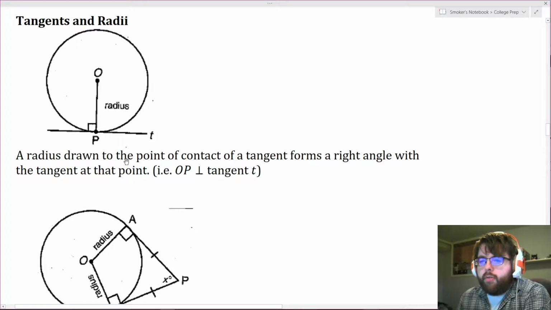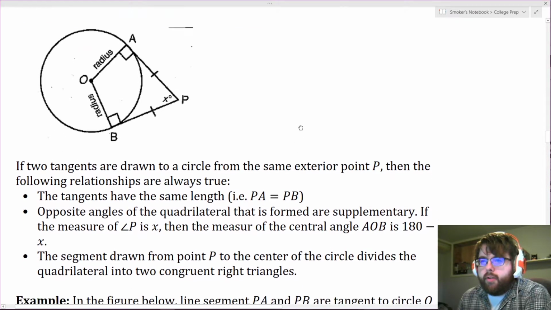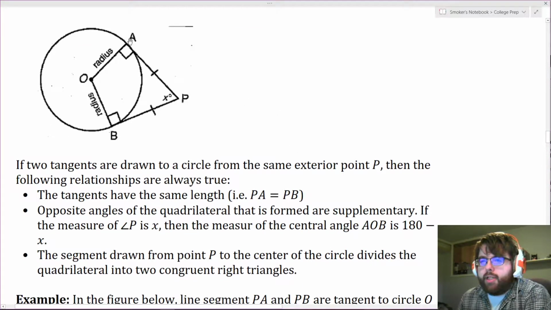So a radius drawn to the point of contact of a tangent forms a right angle with the tangent at that point. Okay, so that's saying if you have a tangent line and you draw the radius from the point that the tangent hits to the center, this will be 90 degrees. So we have a situation here where we have two tangents coming in, and we know they're tangents just from the picture because of this 90-degree angle. Well, maybe not just that. That 90-degree angle is a good indication, though, that they're tangents.